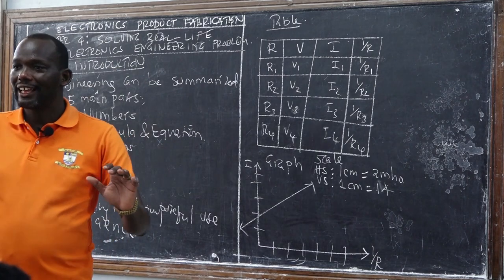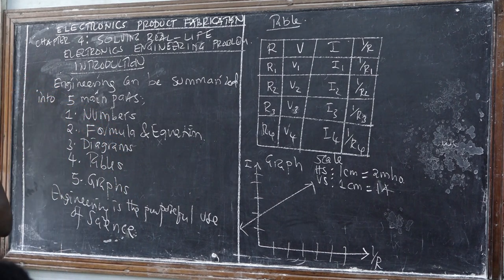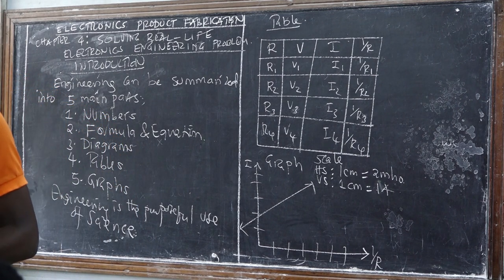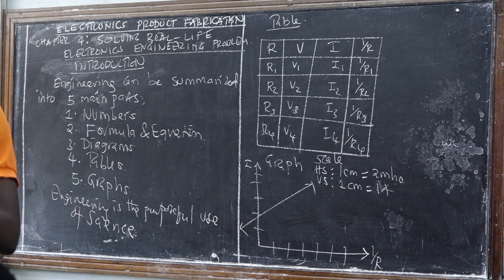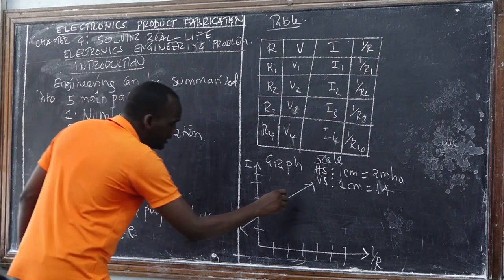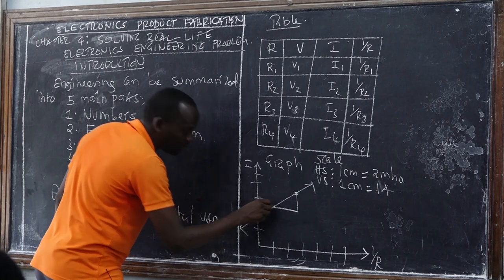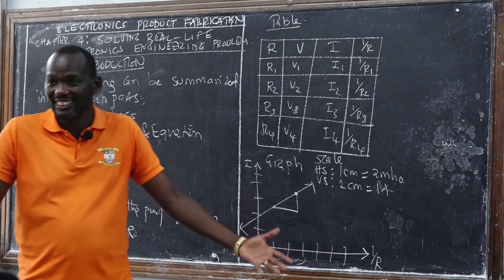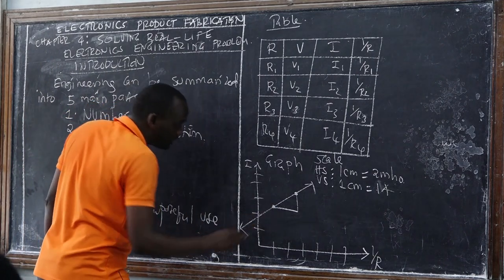Are we together? I'm just reminding you of practical science, then I will take you to practical electronics. Are we together? Because the problem that we encounter as Tanzanian students and teachers is that we used to forget the previous materials. Okay? So once we draw the graph, the next question, if you do remember, is you'll be asked to find the slope. Isn't it? And you know how to find the slope; we taught you in coordinate geometry.